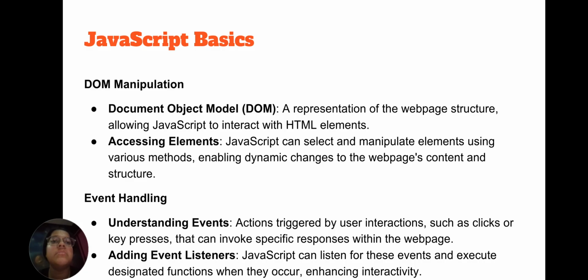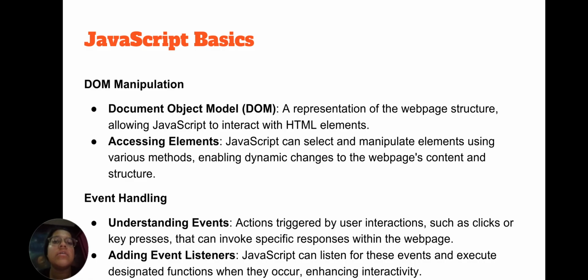The Document Object Model represents a web page's structure, allowing JavaScript to interact with the HTML elements. Accessing elements: JavaScript can select and manipulate elements using various methods, enabling dynamic changes to web page contents and structure.